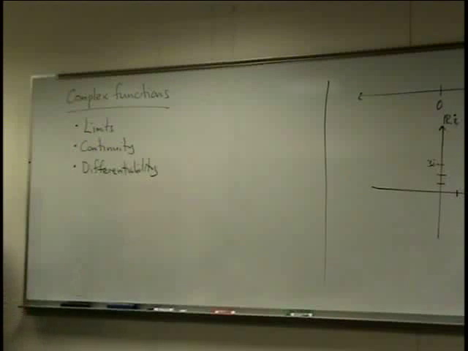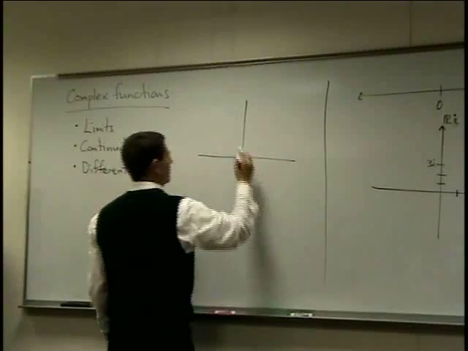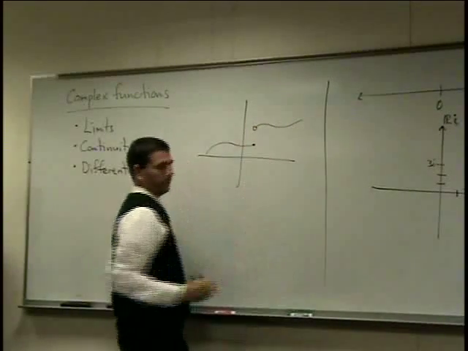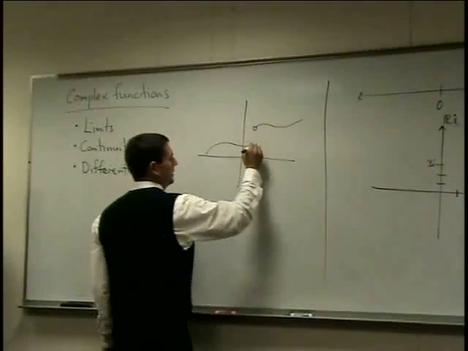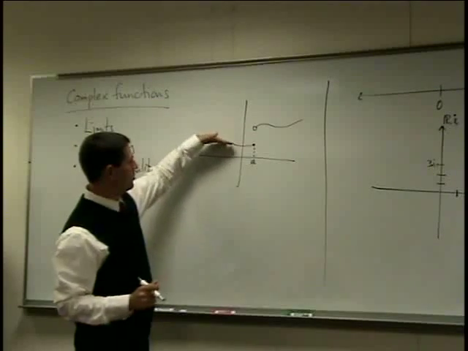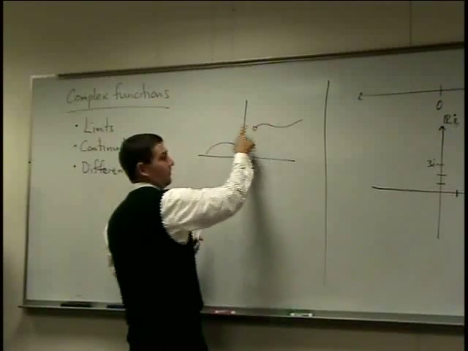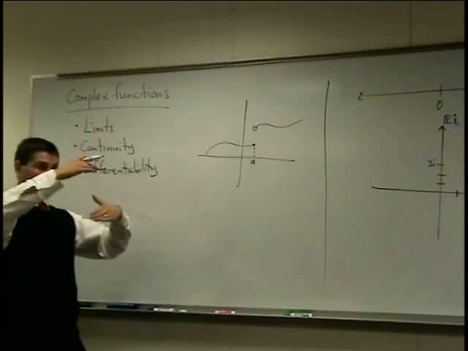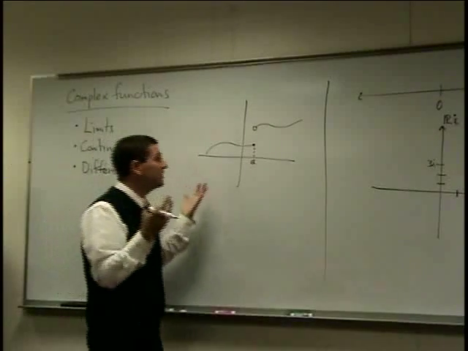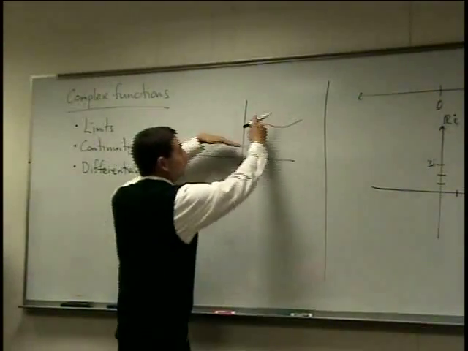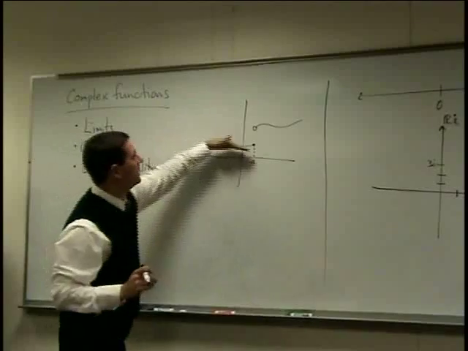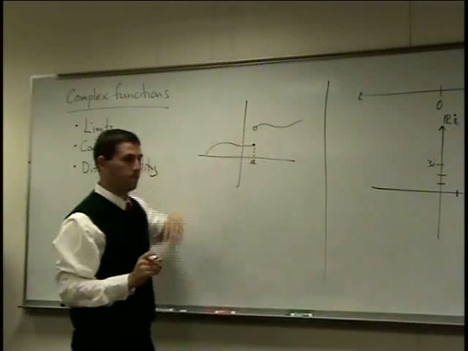When you had a real function, similar to the examples I used this morning, if you wanted to compute the limit at a point a, what did you check? You checked the function coming in from the left, and you checked the function coming in from the right. If the limits exist and they agree, then the limit exists, right? It's a two-sided limit. If they don't exist, or if they don't agree, then the limit doesn't exist. So you need two one-sided limits to agree.